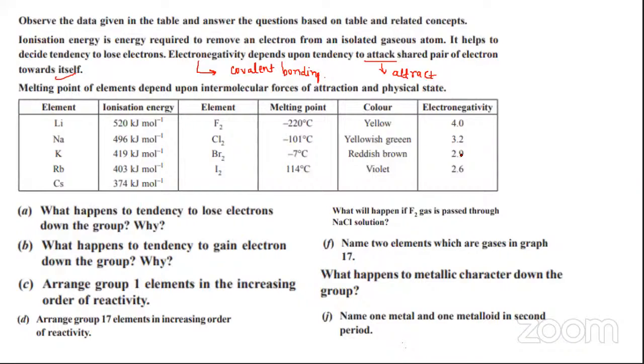Okay, I'm getting one very big answer from someone. Tendency to lose electrons increases down the group because bigger the size of an atom, effective nuclear charge will be less, and hence ability to lose electrons down the group will be more. Okay, very good. Absolutely.